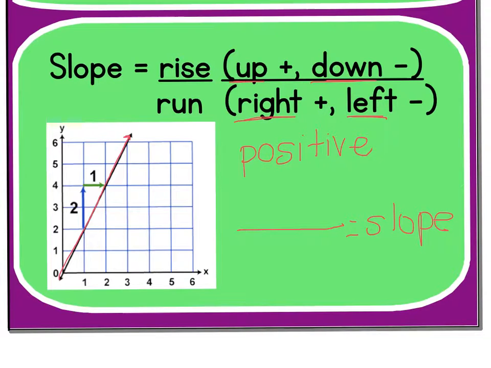If we go up, it's a positive number. If we go down, it's negative. If we go to the right, it's positive. If we go to the left, it's negative. We are going to pick 2 points on the line. So I chose this point here and this point here.